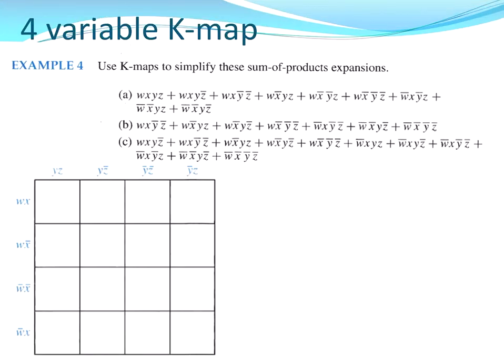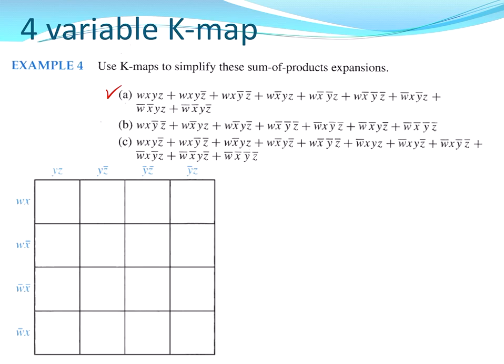We're in Rosen, Discrete Mathematics and its Applications, section 12.4 on circuit minimization. And we are looking at examples of four-variable K-maps. In this first example, we'll be looking at Boolean expression A, and we'll be putting it into this four-variable K-map. Remember, it can wrap vertically and horizontally for doing groupings.